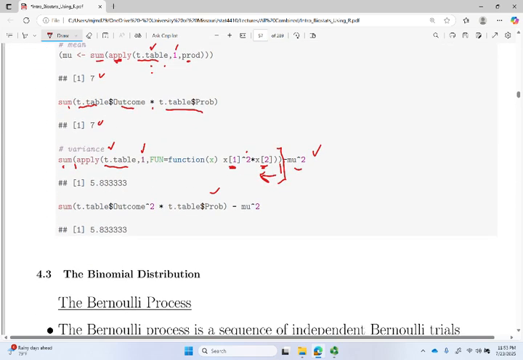Of course, you could do it using the variable names: table outcome squared, so that's the x squareds, times the probability of assuming that, sum it, minus the mean squared, 5.8. I just think that the apply function is so powerful, so I'm going to use it over and over.